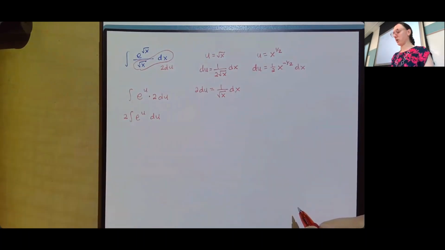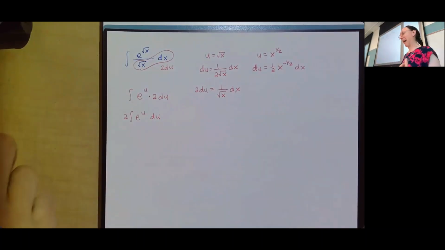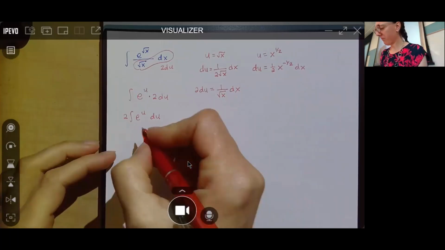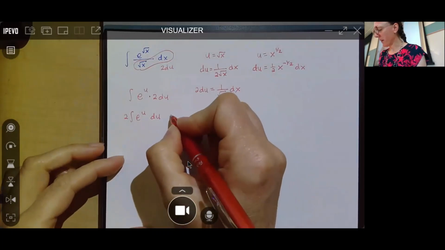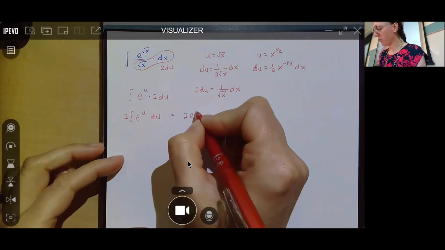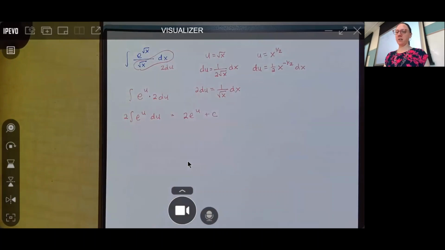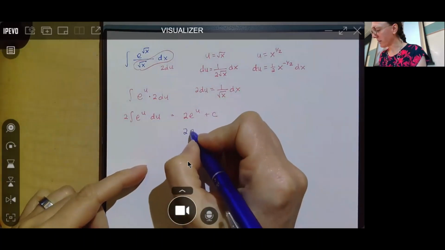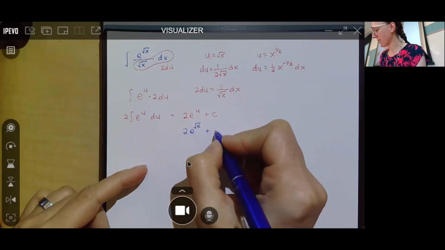And I will let you finish the integrate and translate back. The integral of e to the u is just e to the u. So I'm going to get 2 e to the u plus a constant. And then I will translate that back to be 2 e to the square root of x plus a constant.